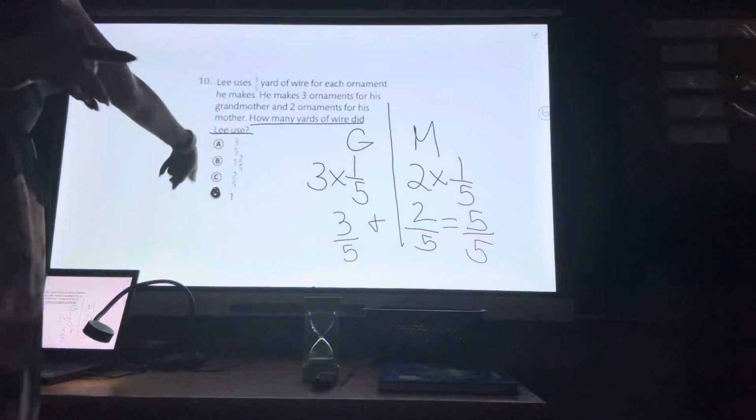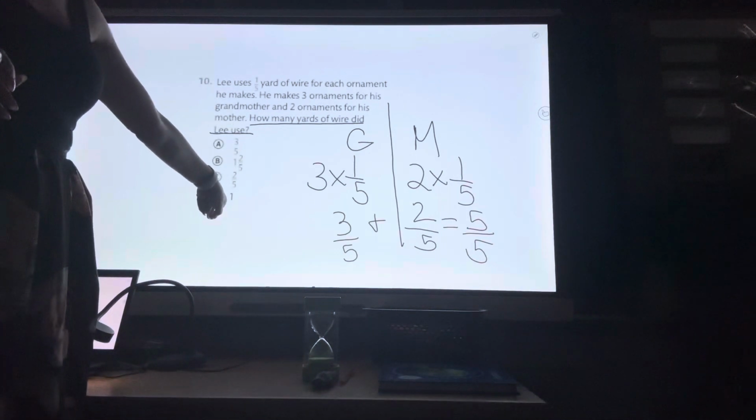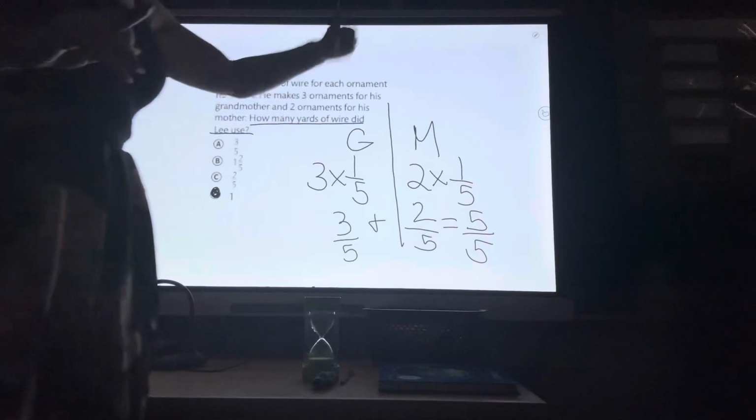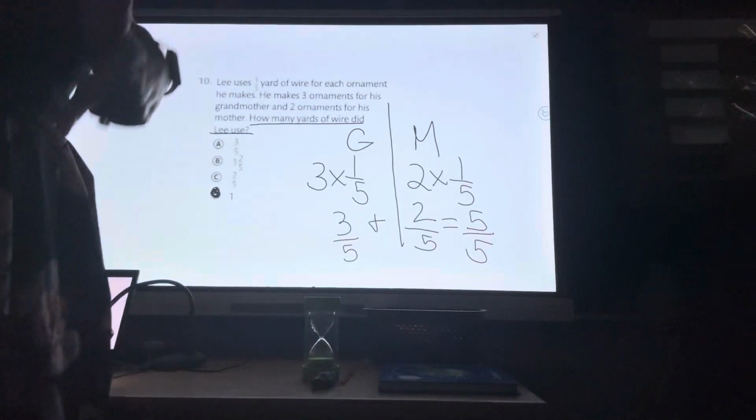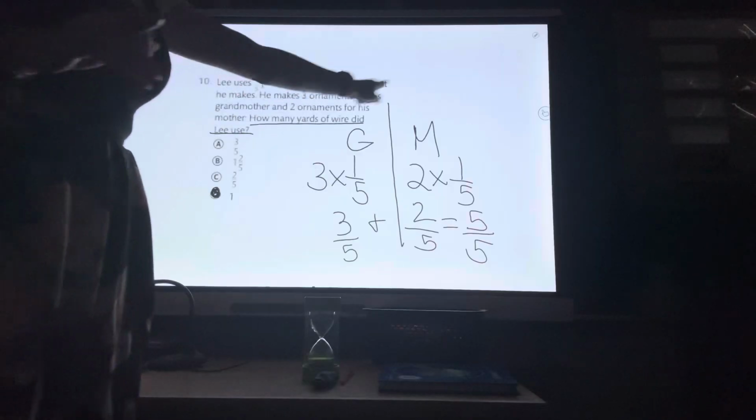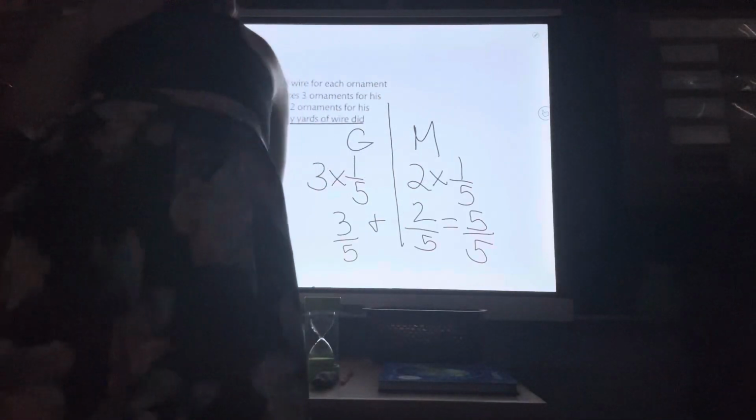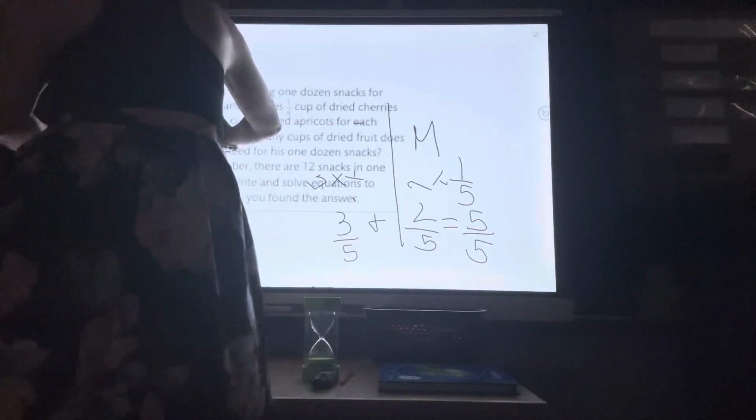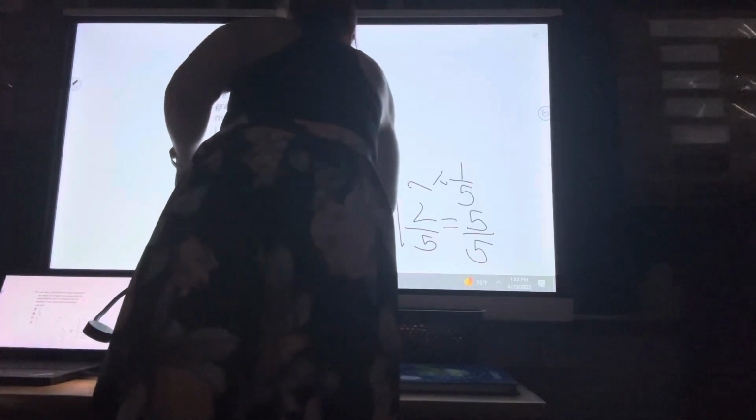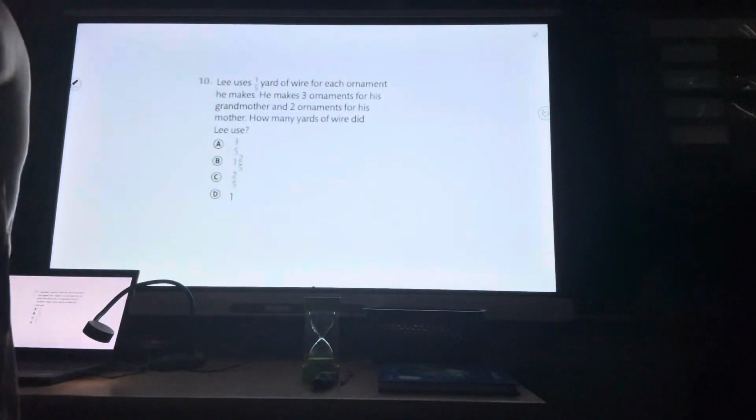Okay? This is testing your knowledge of fractions. This is testing, can I multiply fractions? Can I add fractions? And then can I convert it to a whole number? And you're thinking it's one silly little question, Mrs. Geider. It asks for a lot. And the last one, number 11.